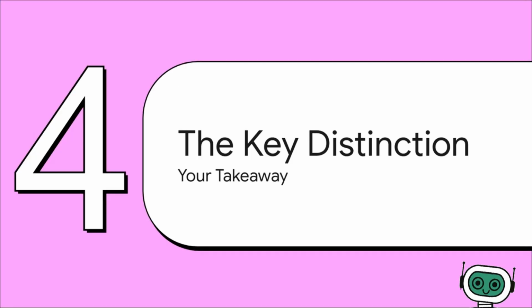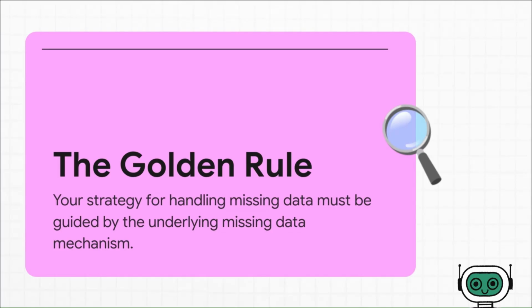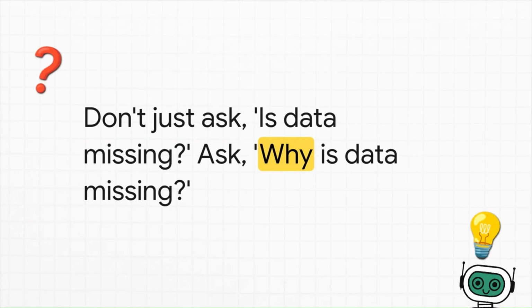All right, let's bring this home with the single most important idea to remember. The golden rule is this: you have to let the underlying reason for the missing data guide your strategy. Always diagnose the why before you even start to think about the how. So the key takeaway is a simple shift in your thinking. Stop asking, is my data missing? And start asking, why is my data missing?